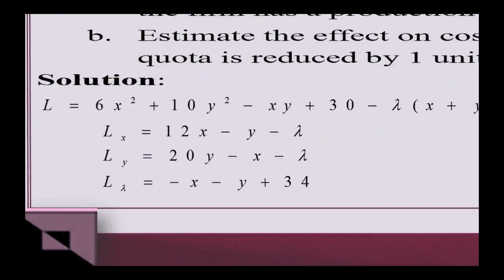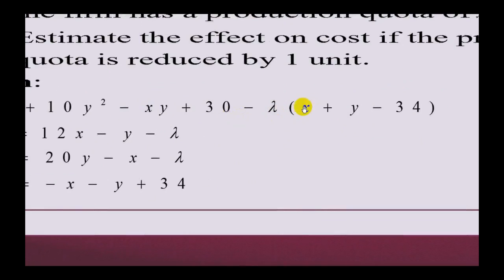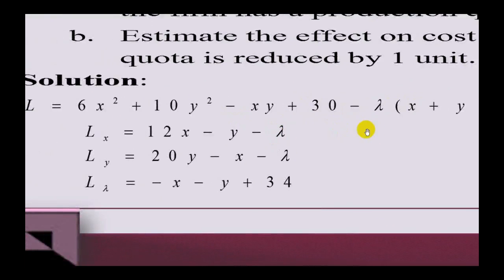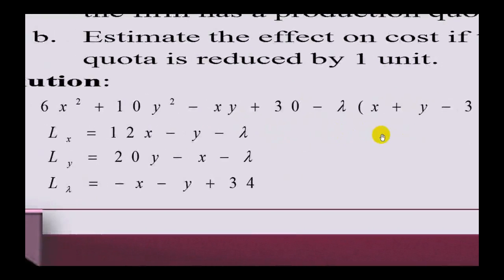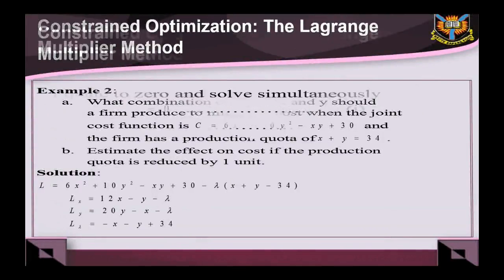Solution. L equals 6x squared plus 10y squared minus xy plus 30 minus lambda of x plus y minus 34. Lx equals 12x minus y minus lambda. Ly equals 20y minus x minus lambda. L lambda equals minus x minus y plus 34. Equate to 0 and solve simultaneously.